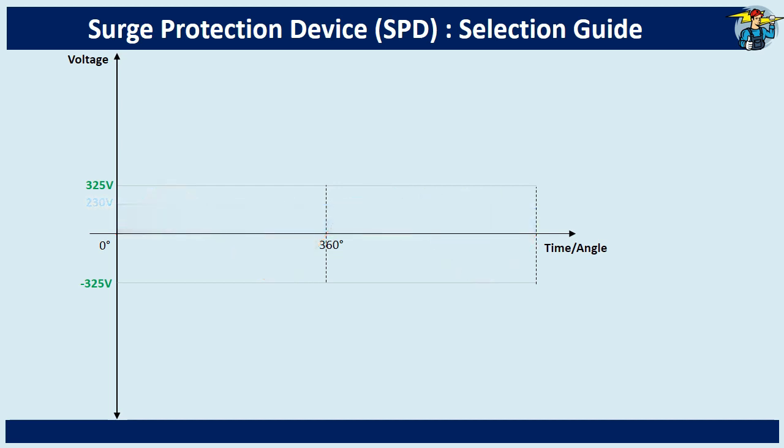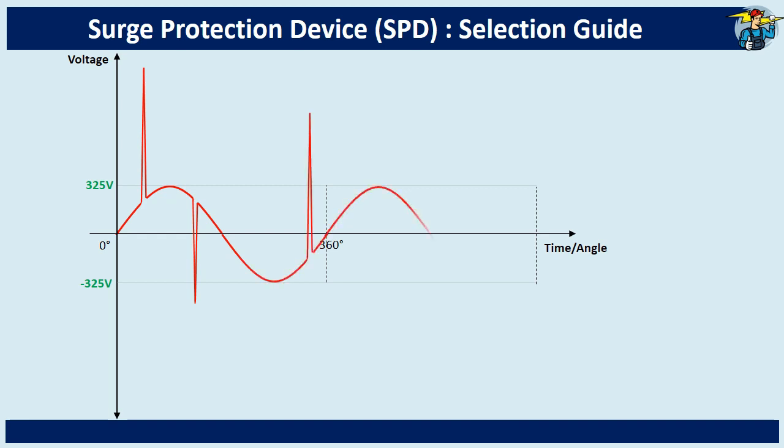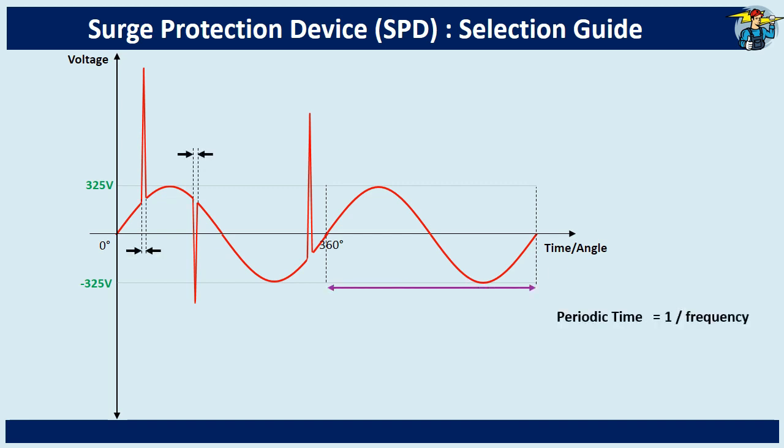Here shows how the sudden voltage spikes appear in the voltage sine wave. These will reach a high peak value, but disappear quickly. Periodic time is the time taken for one voltage cycle, that is, to complete the full path of a sine wave. This is 1 over frequency. The frequency is given here as 50 Hz. When calculated, the time required for one cycle is 20 milliseconds.